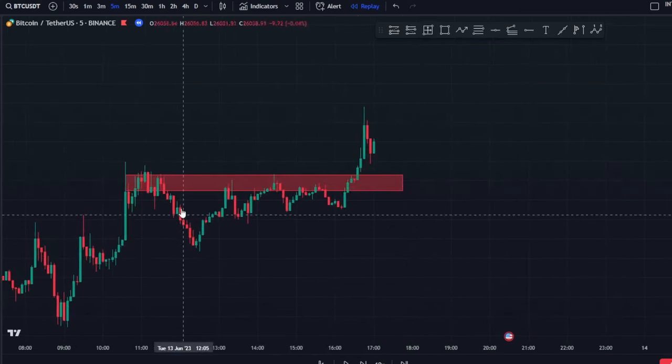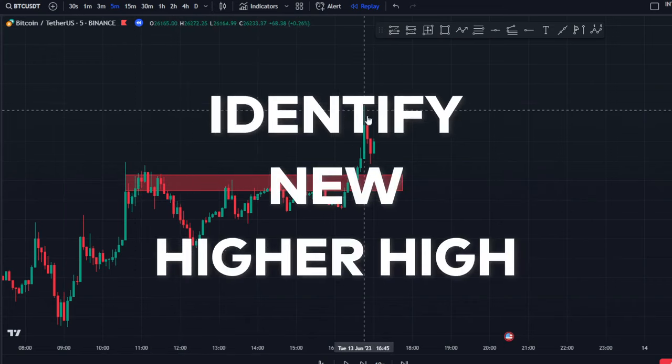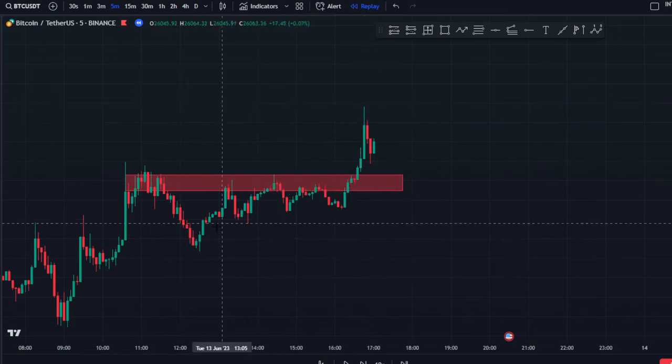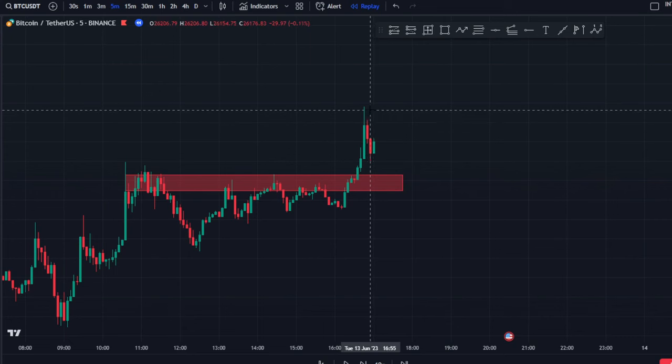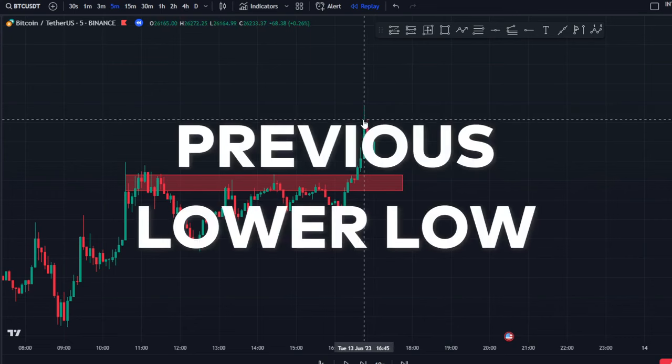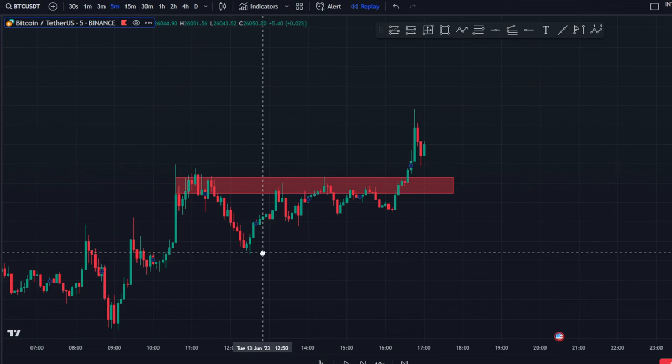After it breaks through, you want to identify the new higher high, which is right here. You can see the price broke through, it made a new higher high, and you want to identify the previous lower low, which is what we have right here.